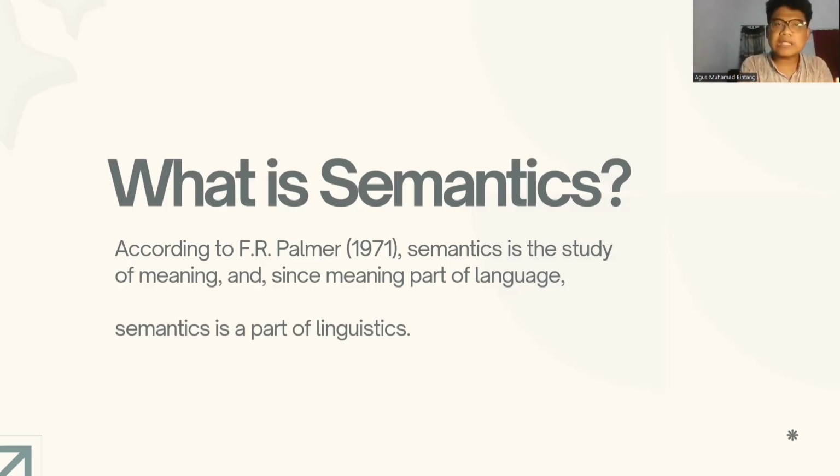That's why in semantics we can learn about connotation, denotation, and sense relations such as antonymy, synonymy, meronymy, polysemy, homonymy, and others like that. Semantics covers meaning from both the literal and the figurative. Okay, let's move on to another part.